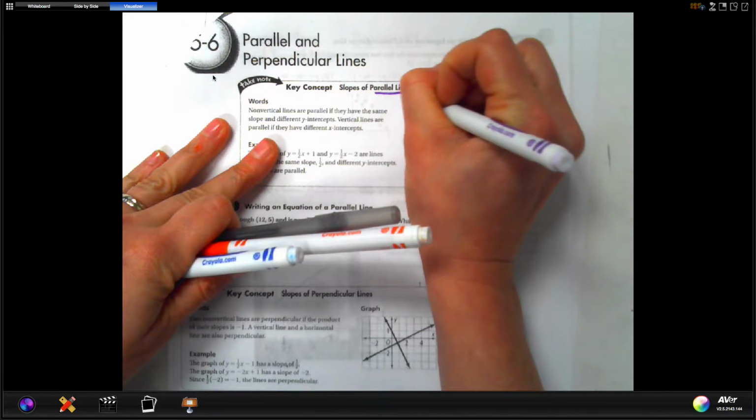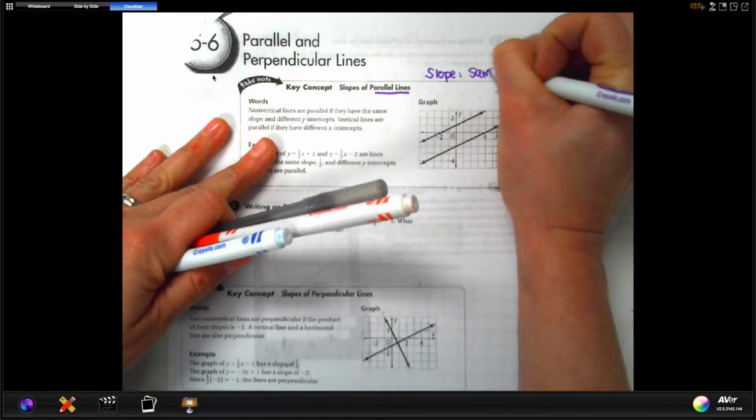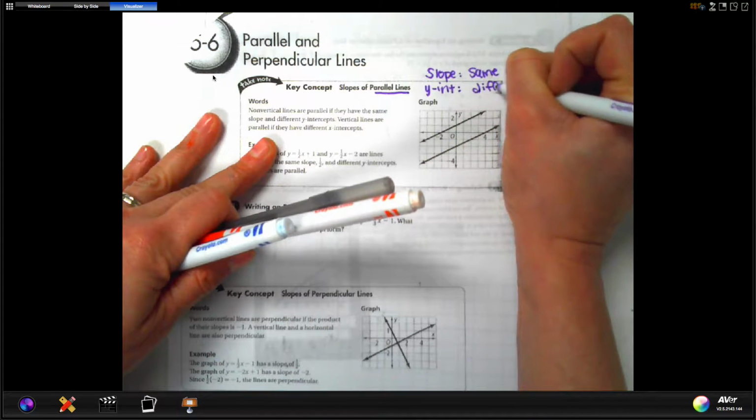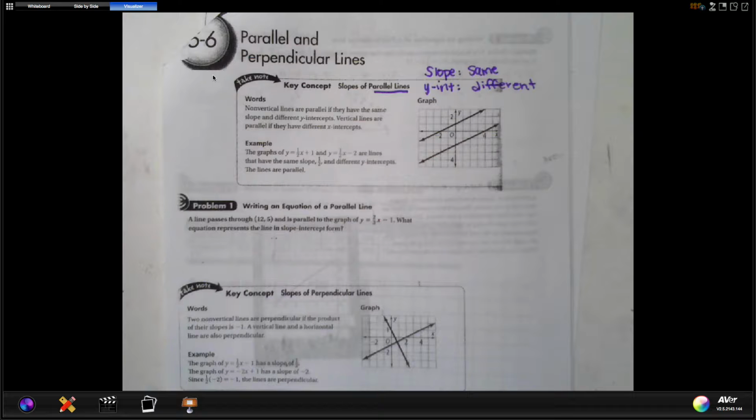So parallel means slopes are the same, but the y-intercept has to be different, okay? Because if the y-intercept is the same and the slope is the same, what's going to happen then? It's just going to be the same line, isn't it? There's a word for that. If two lines have the same slope and same y-intercept, the number of solutions is infinite. It means those lines are the same for every single point.